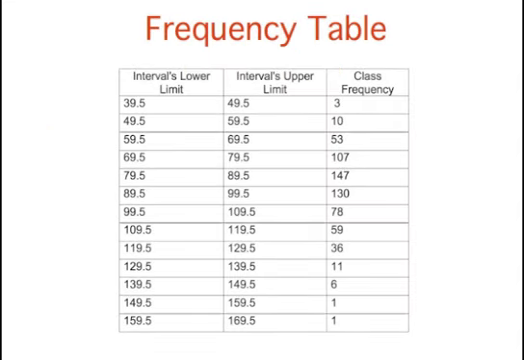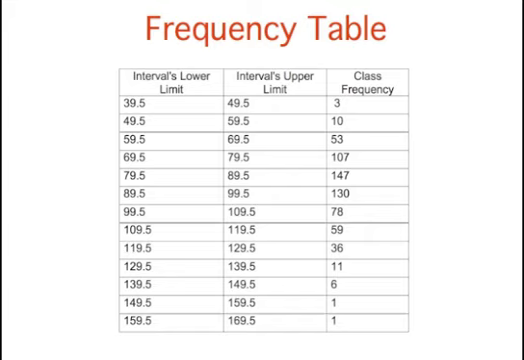To create this frequency table, the range of scores was broken into intervals, called class intervals. The first interval is from 39.5 to 49.5, the second from 49.5 to 59.5, etc. Next, the number of scores falling into each interval was counted to obtain the class frequencies. There are 3 scores in the first interval, 10 in the second, etc. The left column contains the 13 class intervals, and the right column contains the frequency count for each interval.